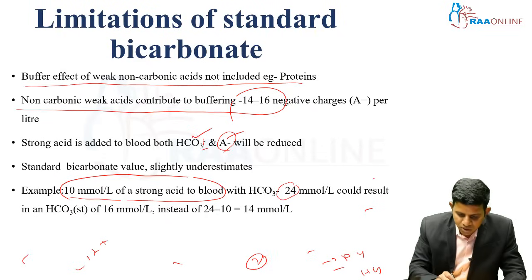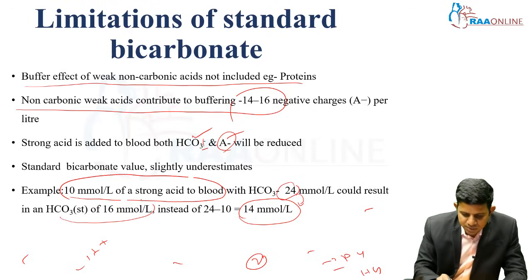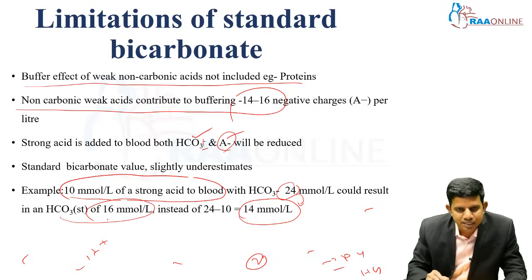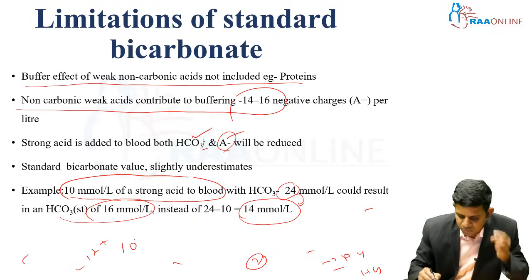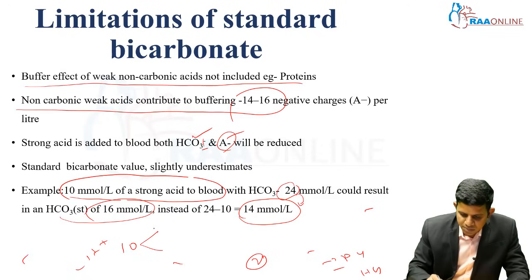What would be the bicarbonate? Ideally it should be 14. But my actual bicarbonate is 16. Why? It is higher than expected. For that reason, the non-carbonic buffer system also will neutralize the acid. For example, I added 10 moles of acid, 8 molecules are neutralized by bicarbonate, and 2 molecules are neutralized by the non-carbonic acid buffer system.